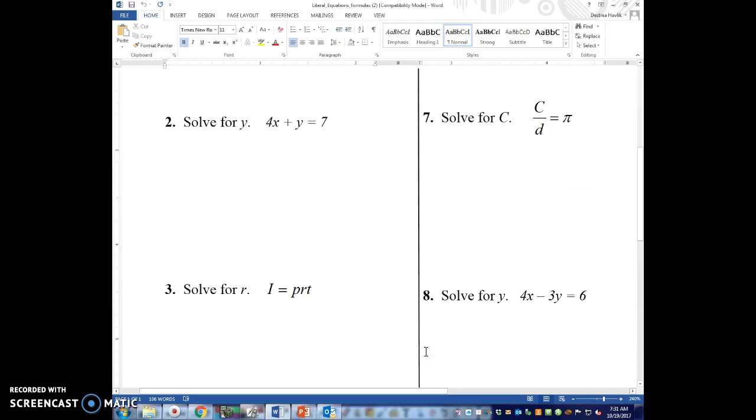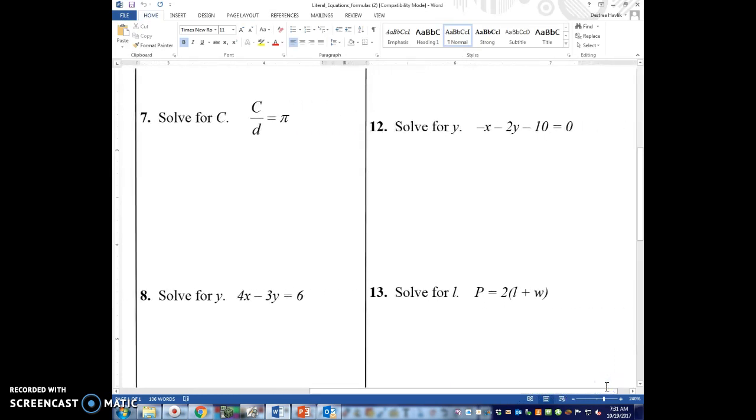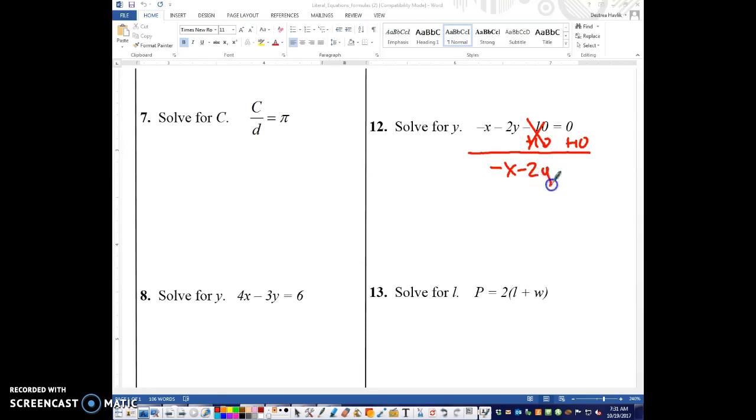Look to number 12. We're solving for y again. Okay? Now this one doesn't follow that rule, move the x, divide by y, right? First, we need to get that 10 over here, right? How do we get that 10 over here? Add 10. So this cancels, so we have negative x minus 2y equals positive 10.